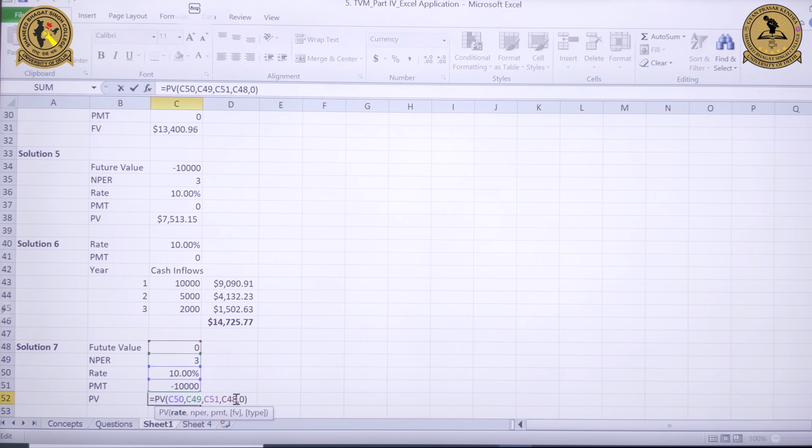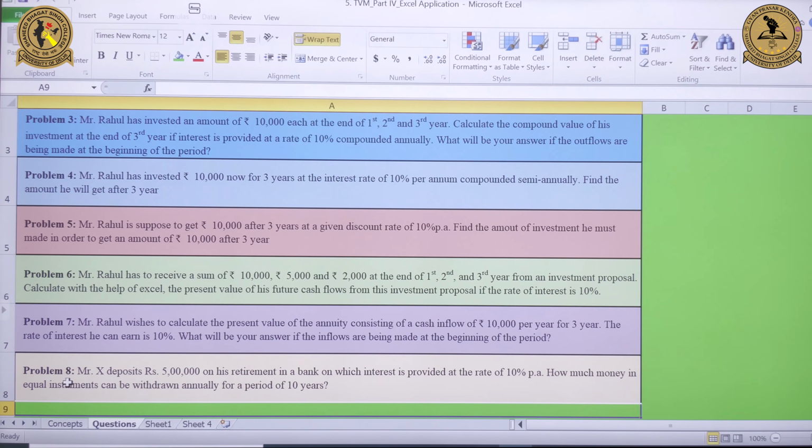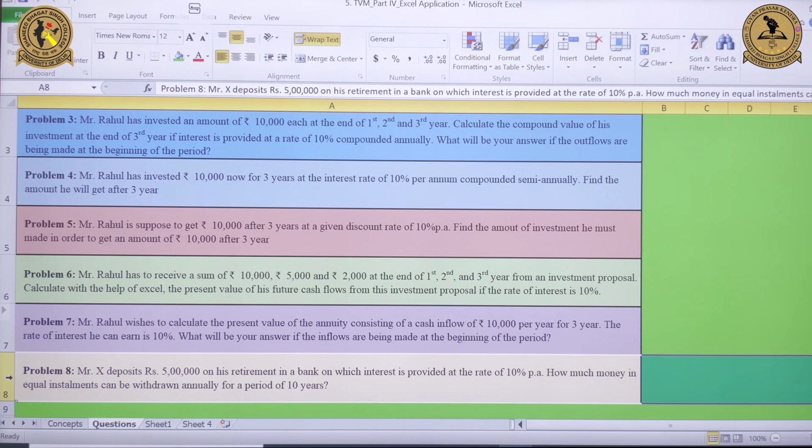If it is being made at the beginning of the period, then instead of typing 0, I will type 1. And the answer in such scenario comes out to be 27,355.37.